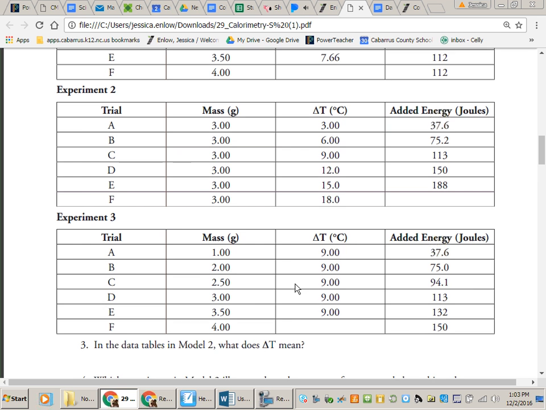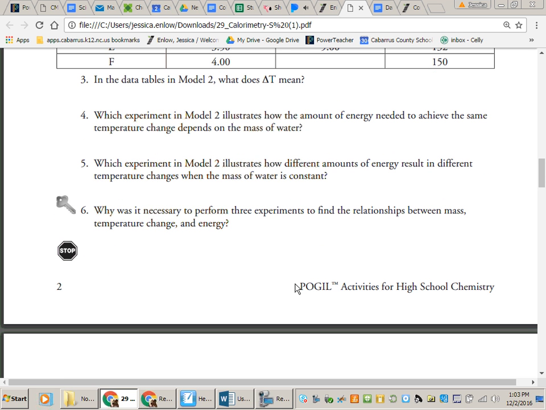And then on the last bit, why was it necessary to perform 3 experiments to find the relationships between mass, temperature change, and energy? Amaya's area. Why was it necessary for us to do 3 experiments to see the relationships between them all?